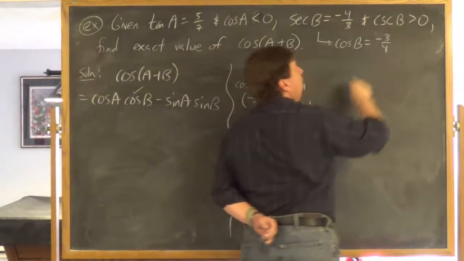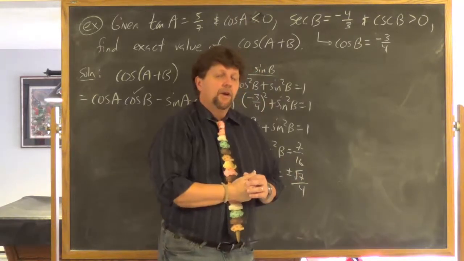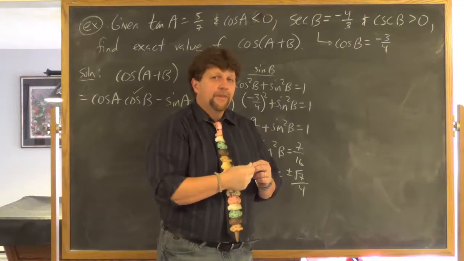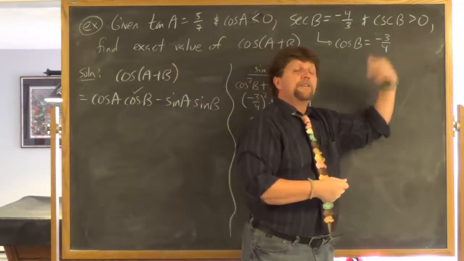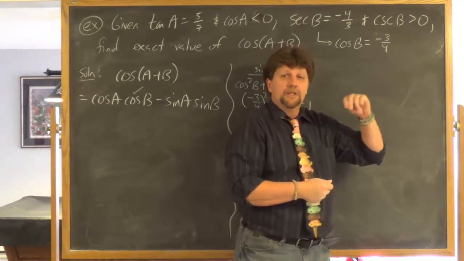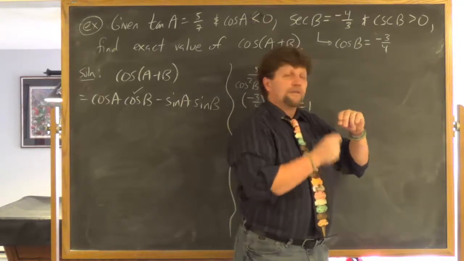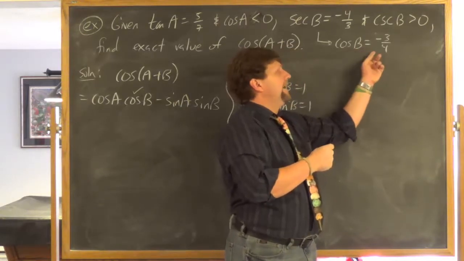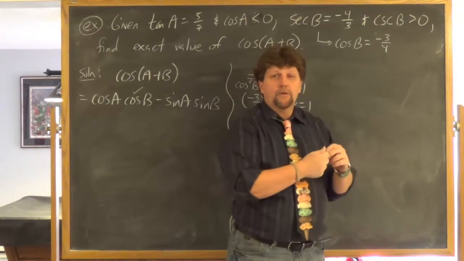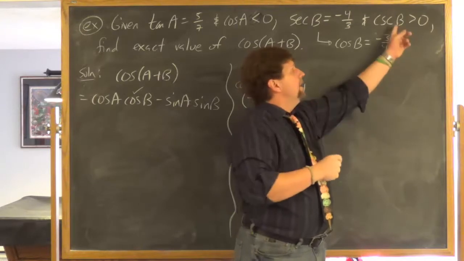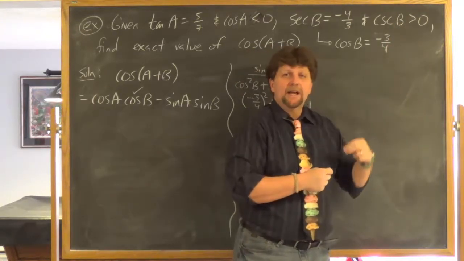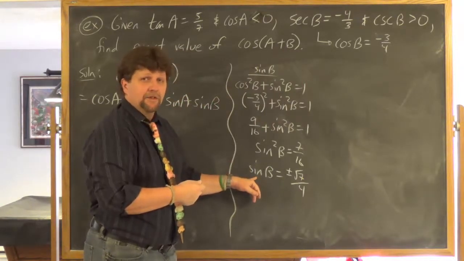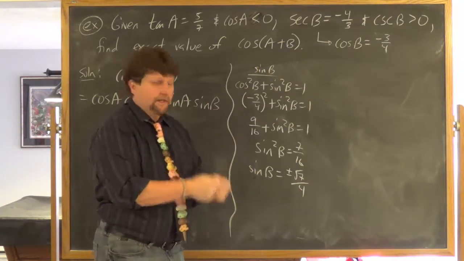Here's the other piece. Cosecant is positive. Well, what's the reciprocal of cosecant? It's sine. So if the cosecant's positive, its reciprocal, sine, must also be positive. So let's think about this. In what quadrant is cosine negative, sine positive? Well, that's quadrant 2. But the key, cosecant is positive means sine is positive. I guess we'll use the positive square root here because cosecant is positive.